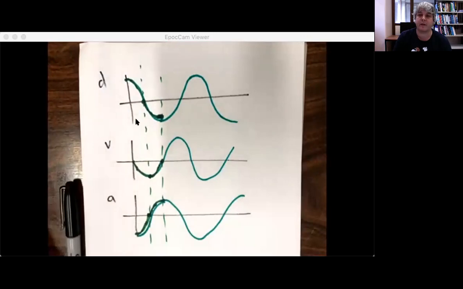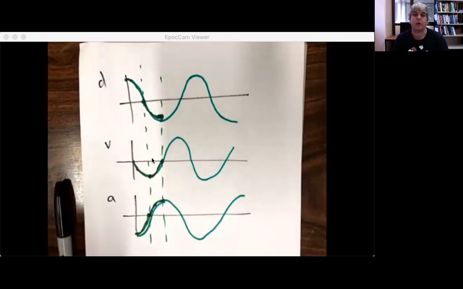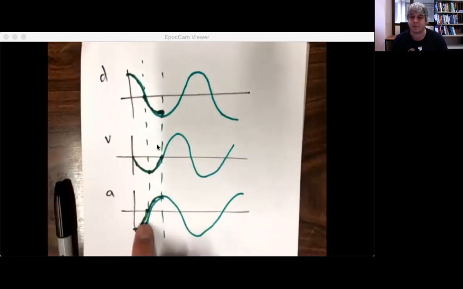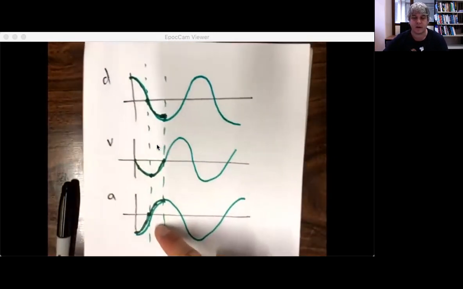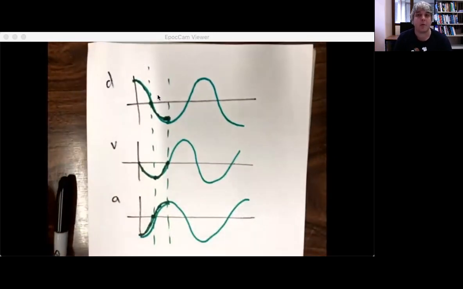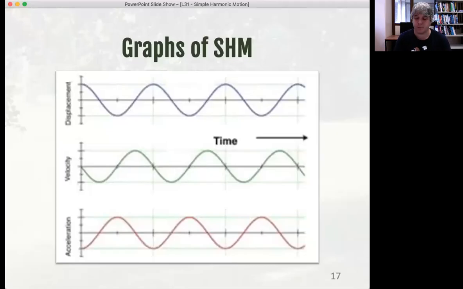But the point is all three will look like sine curves, but they'll all be at different positions. See how this one started positive, this one started at 0, and this one started at negative. And hopefully that makes sense given what we understand about the system. So when they're all drawn nicely on computer software, they look something like that.